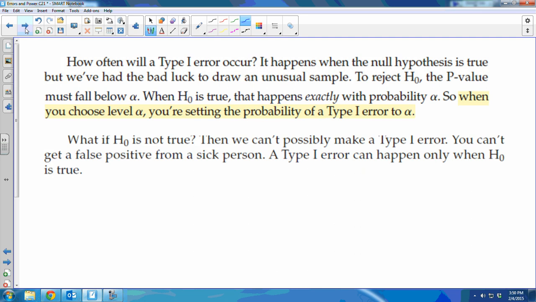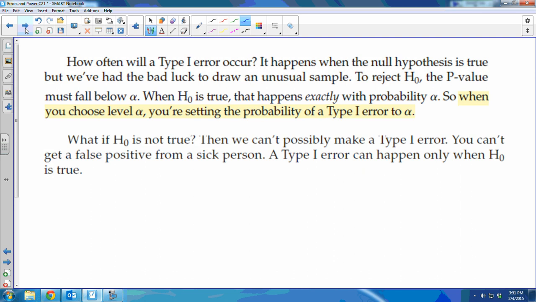All right. What we're interested in, though, is how often a type 1 error will occur. Now, this type 1 error happens when the null hypothesis is true, but we had the bad luck to draw an unusual sample, like the M&M. So if we're going to reject the null hypothesis, the p-value has to fall below our alpha level. So if our alpha level is 5% and we're going to reject, it has to be somewhere below that, 0.02, 0.03. When the null hypothesis is true, that happens exactly with probability of your alpha level.